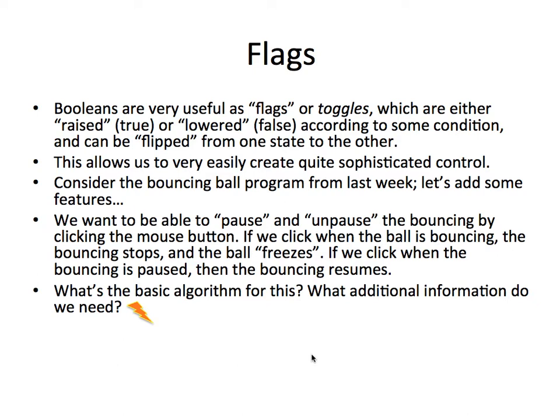On the face of it, that's quite a complicated thing to try to achieve, but it's actually really straightforward if we have a Boolean toggle switch. So what I want you to do is think about the basic algorithm for this, assuming that we have a Boolean flag that we might want to call bouncing. If bouncing is true, then the ball is bouncing, and if bouncing is false, then the ball is not bouncing. Okay, so have a think about the algorithm, pause the movie and come back.